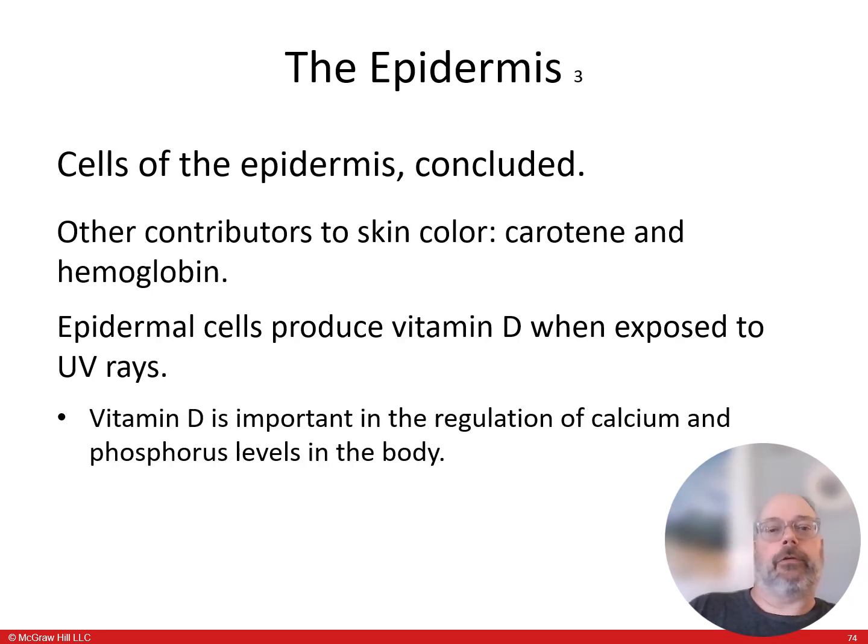All right, just a summary here of that. Other contributors to skin color can be keratin and hemoglobin. And also remember epidermal cells produce vitamin D when exposed to UV light, basically sunlight. So you need to get a little bit of sunlight each day. You just don't need to stay out in the sun 8 hours straight and end up with a really bad sunburn.